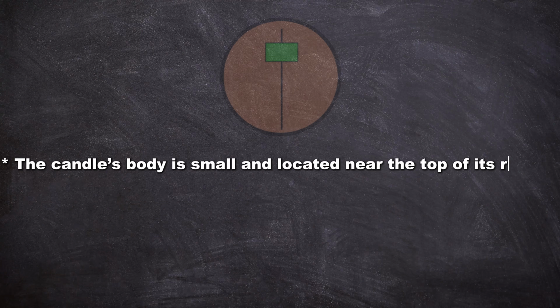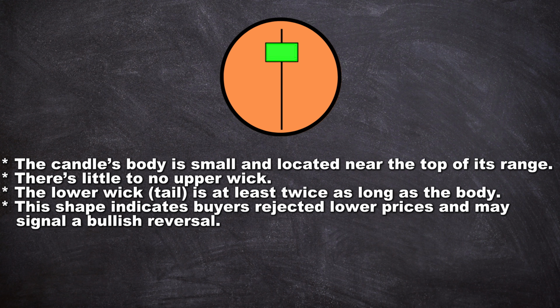Hammer patterns appear at the end of downtrends and signal potential bullish reversals. They have small bodies positioned near the top of the candle, little to no upper shadow, and long lower wicks that extend at least twice the length of the body. As seen above, the long lower wick shows that sellers pushed the price lower during the session, but buyers stepped in and drove the price back up, closing near the high.